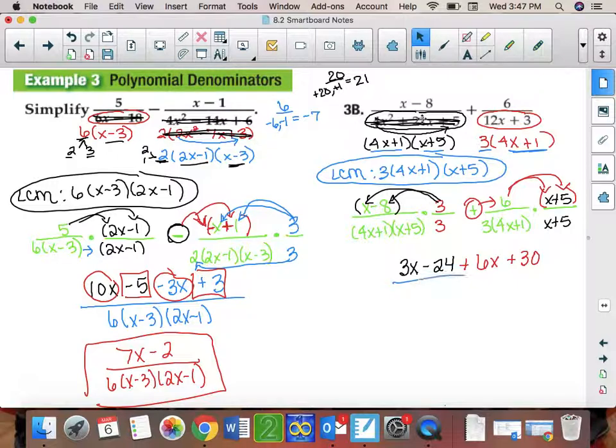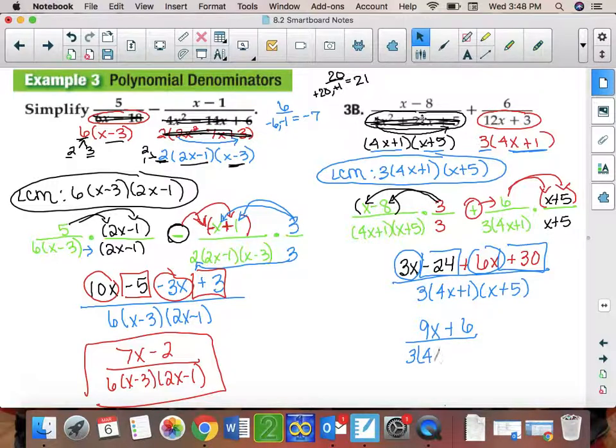There we go. Okay, and then my denominator would be this: 3 times 4x plus 1 times x plus 5. And then final step, I'm just going to combine like terms. So 3x and 6x would be 9x. And negative 24 and positive 30 would be plus 6. Then I have this denominator.